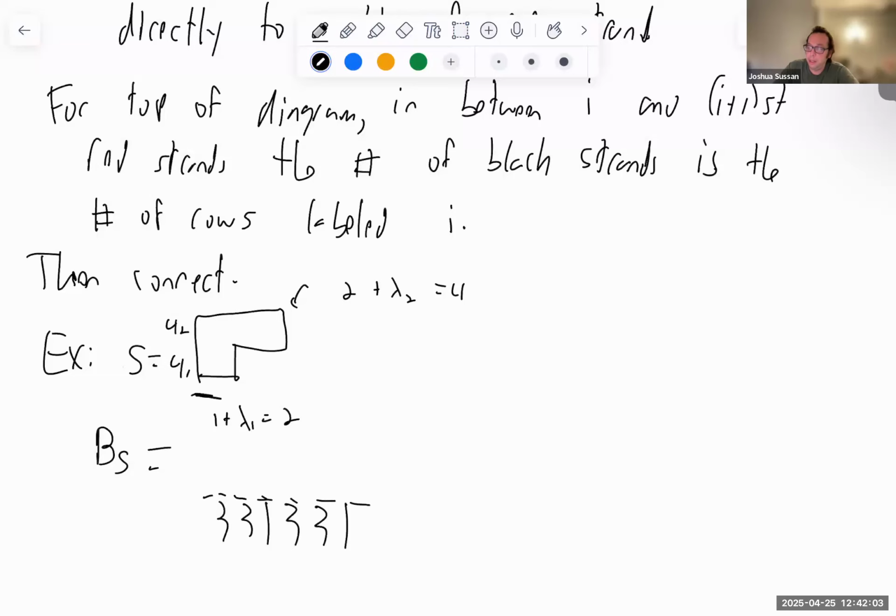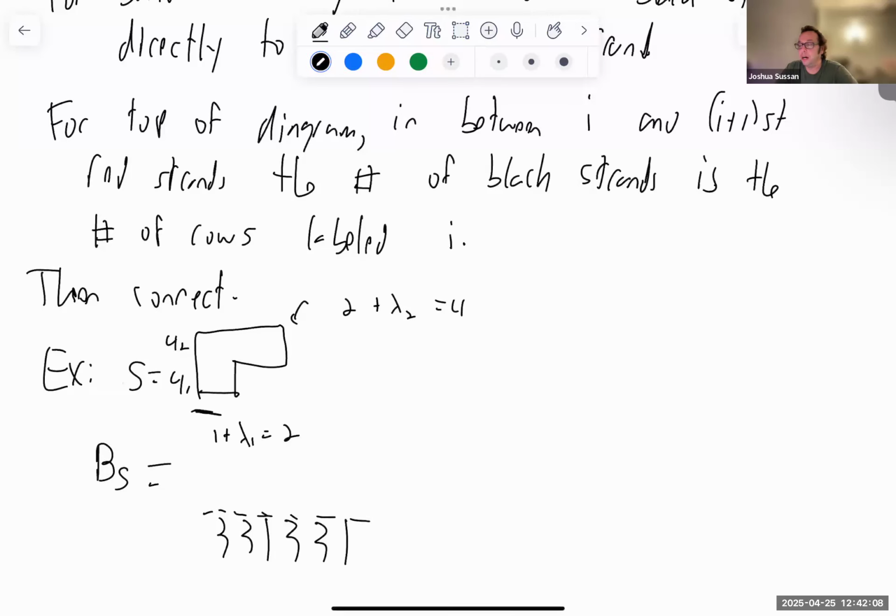Okay, then at the top, I need a black strand in between the i and i plus first red strands. How many of them? Well, it's given by the number of rows. So in between the first and the second red strands, there's no row labeled 1, so there's no black strand there. Between the second and third red strands, there's no row labeled 2, so there's nothing there. In between the third and the fourth red strands, there's no row labeled 3, so I don't put a black strand there. That must mean that I have 2 black strands to the right, and now I connect.